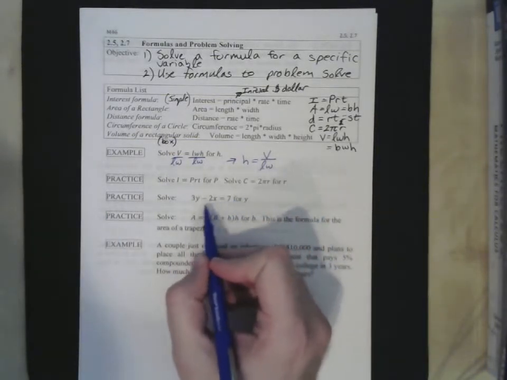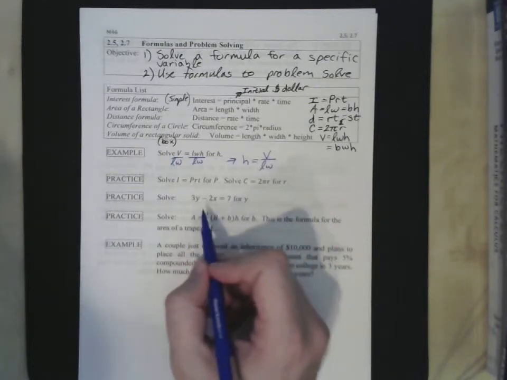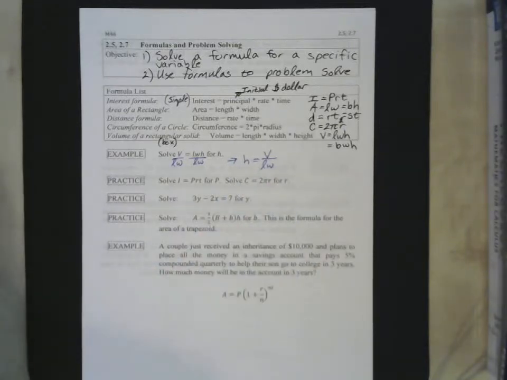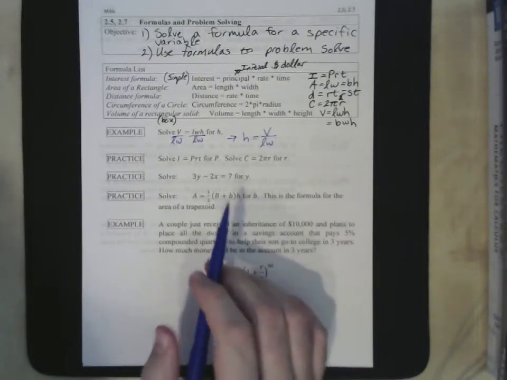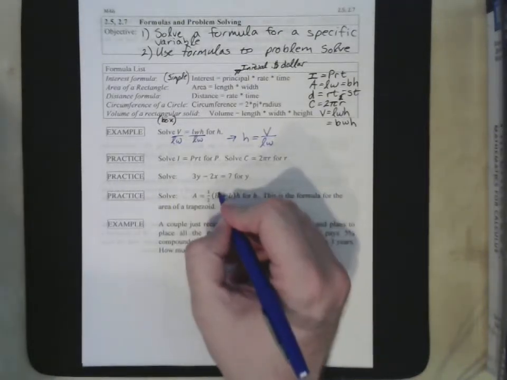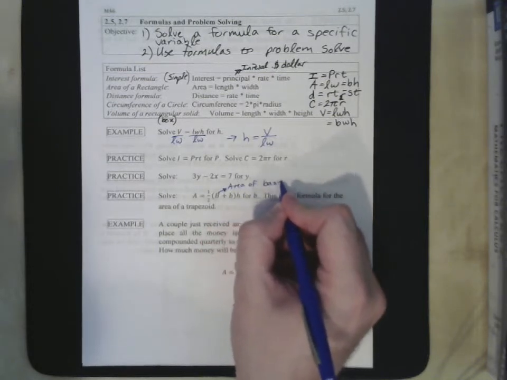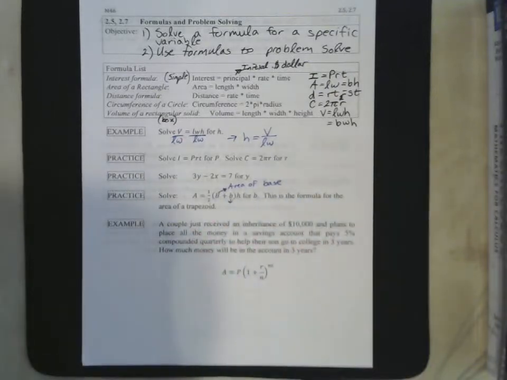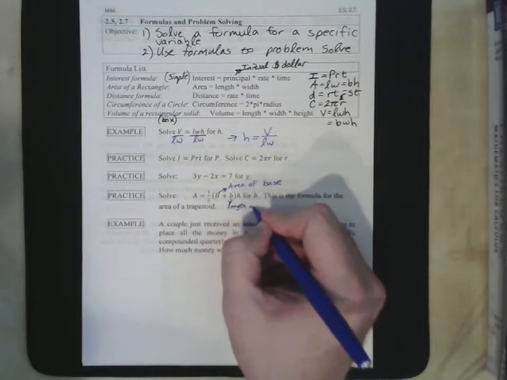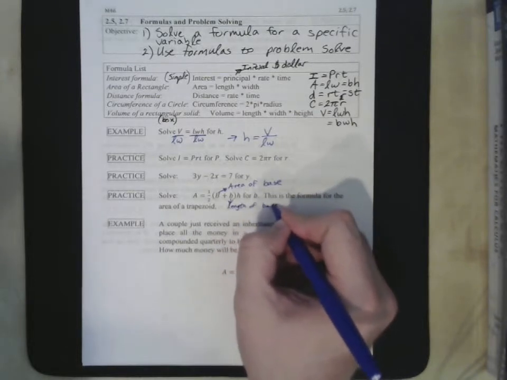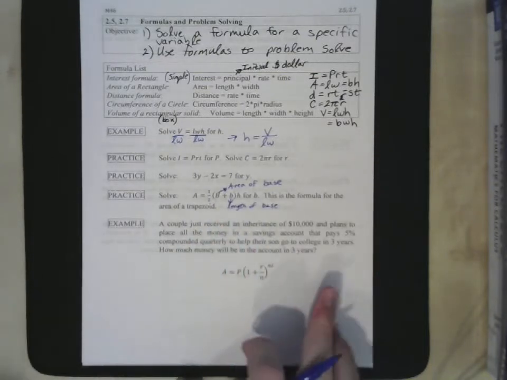And then some basic introducing of multivariable equations here in the traditional sense, x's and y's. Sometimes we want x, sometimes we want y, so we need to be able to solve. And then another area formula here, which is the area of a trapezoid. This capital B is the area of the base, and this little b is the length of the base. But again, you don't need to know that to solve for little b, you just have to be able to solve for it. So try those out.